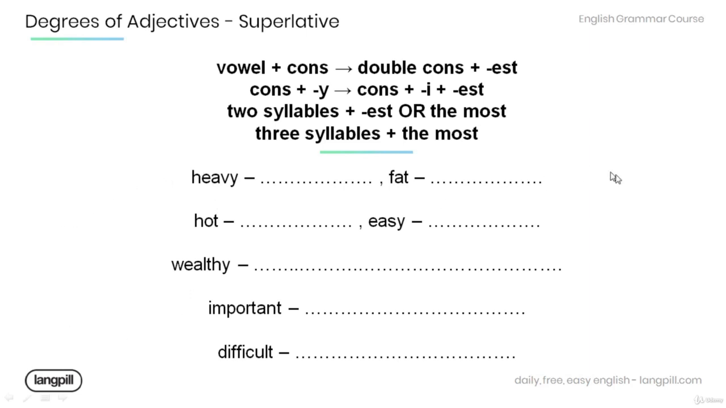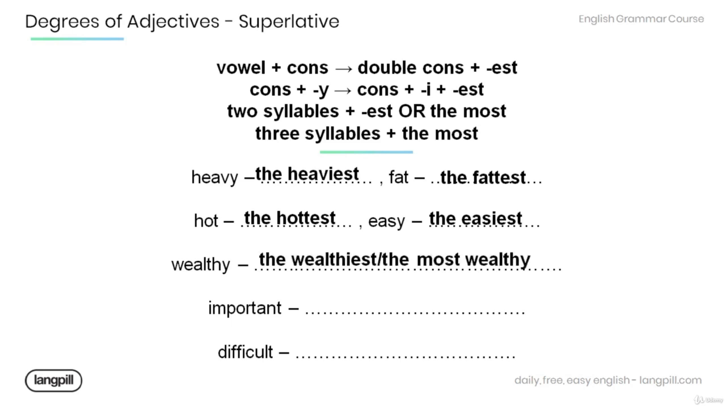Heavy, the heaviest. Fat, the fattest. Hot, the hottest. Easy, the easiest. Wealthy, the wealthiest or the most wealthy. Important, the most important. Difficult, the most difficult.